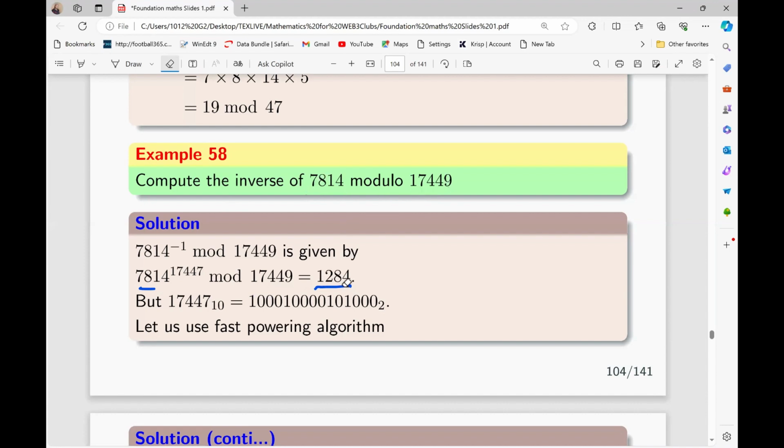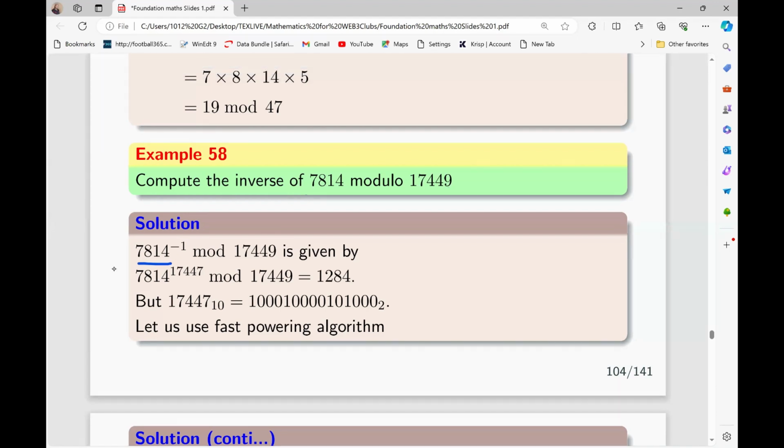So let's assume that the 1284 is not here, because it's the answer we are looking for. It's the inverse that we're looking for. So the question is, what is the inverse of this number? Fermat's little theorem says that the inverse of this number will be given by 7814 raised to p minus 2. P minus 2 would be 17447.